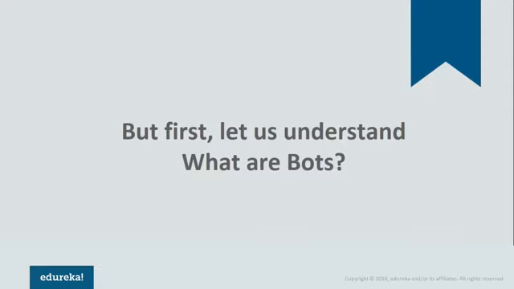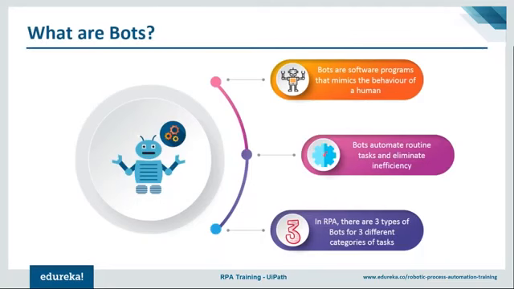went again to my email and mailed me back. So this is all done by an entity. And this is what a bot is. A bot is basically the entity which is running the program for you. So like I said, bots are software programs that mimic the behavior of a human. Whatever you'll be specifying inside the project is what is going to be executed by the bot. Bots automate routine tasks and eliminate inefficiency.